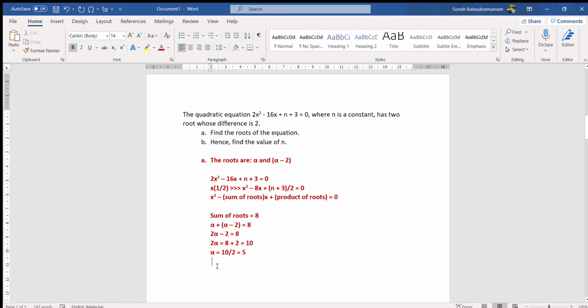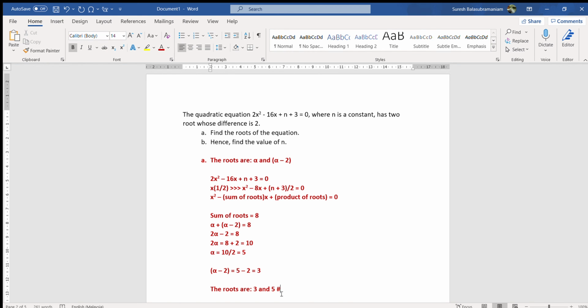The other root is alpha minus 2. Alpha is 5, so 5 minus 2 is 3. So the roots are 3 and 5. Alpha is 5, the first root, and alpha minus 2, the second root, is 3. So 3 and 5 is the answer for A.